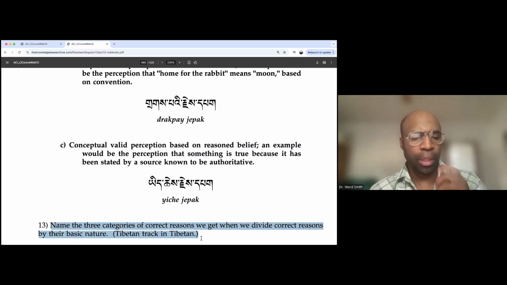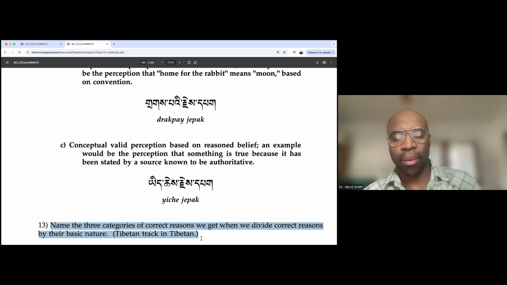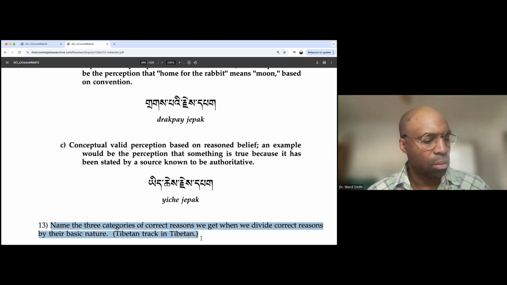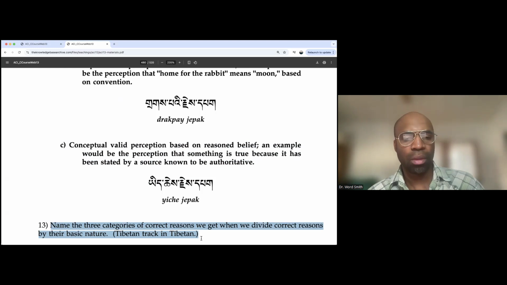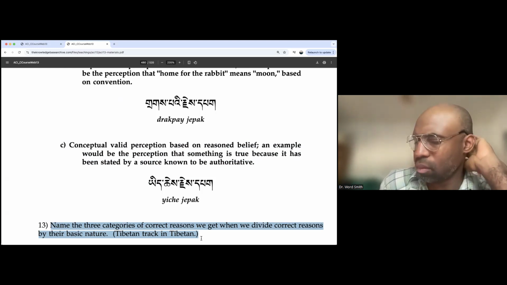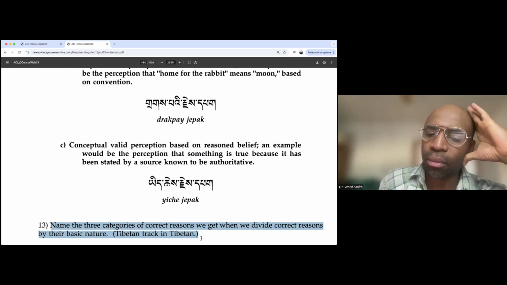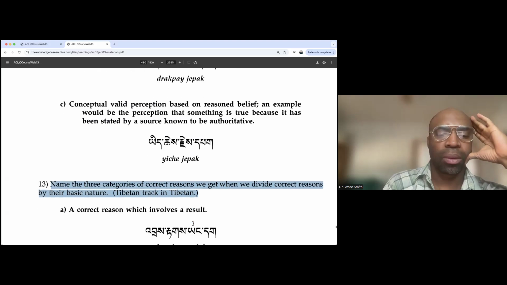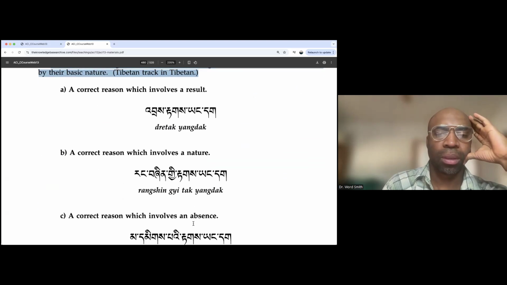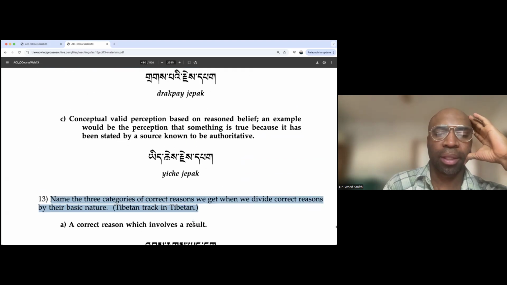Name the three categories of correct reasons we get when we divide correct reasons by their basic nature. Oh no. I don't know. Their nature? It sounds like direct and indirect too. Oh, okay, we're getting into logic deep now.